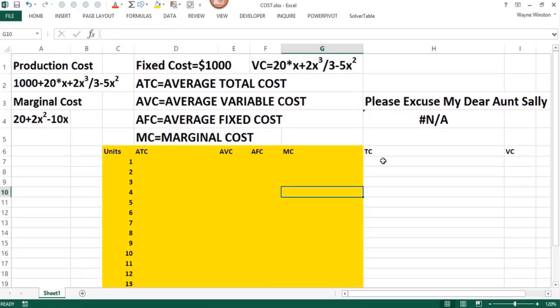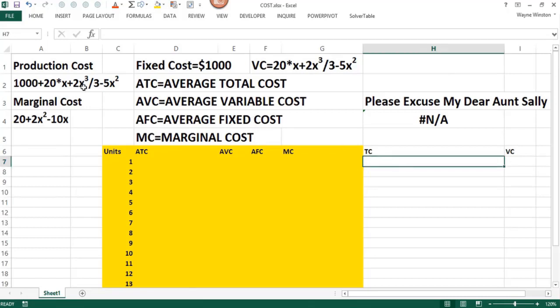Okay. So first let's compute the total cost, which comes from right here, 1,000 plus 20x plus 2x cubed over 3 minus 5x squared. So you would type 1,000 plus 20 times the units made plus 2 times units cubed. Now here, remember, please excuse my dear Aunt Sally, exponents come before multiplication and division. So this will be done first, and then the multiplication, and then the division. Then minus 5 times units made squared.